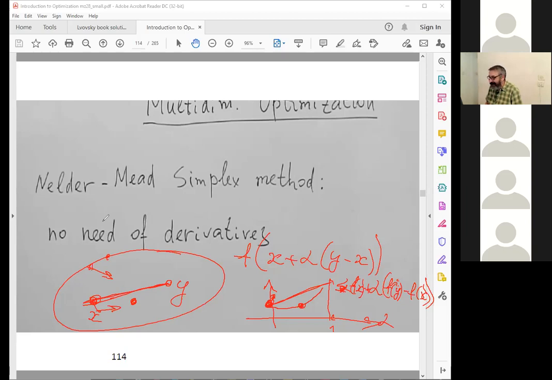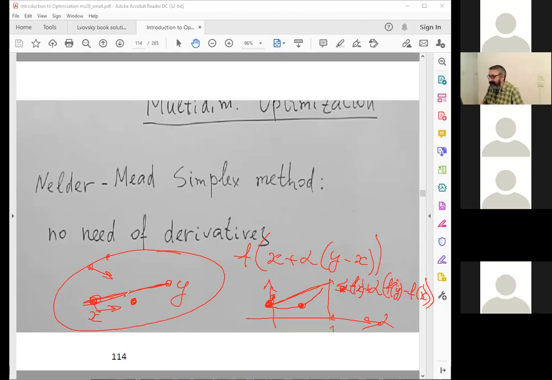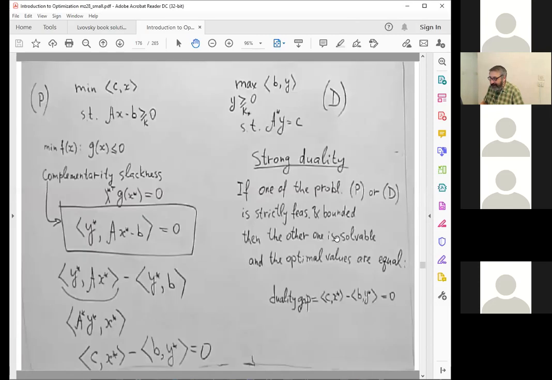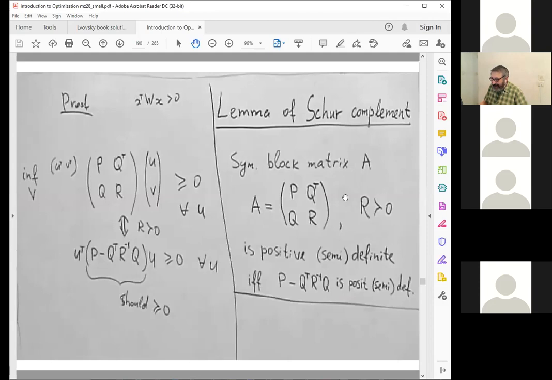About the lemma of Schur complement 29. Yes. So you lay out the outline for the proof. From what I understand, you lay out the proof for only the first direction, like saying that we know that the matrix A is positive semi-definite, and then we know that P minus Q transpose R minus one Q is also positive definite. So that's one direction, but let's think together. I like to draw arrows in both directions, yes?